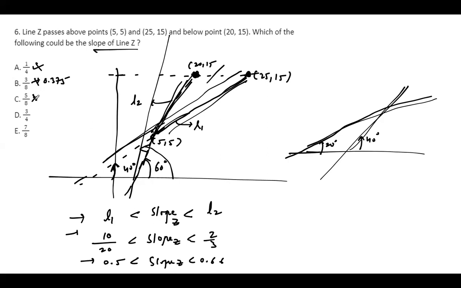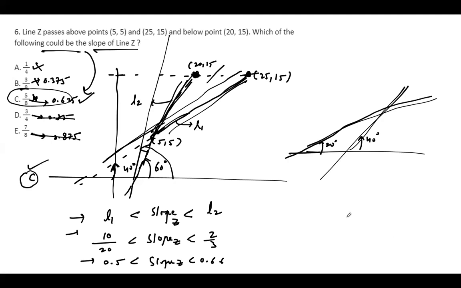No. What is 5 by 8? See, 1 by 8 is 12.5%, so 5 by 8 would be 62.5%, which is 0.625. Does it lie in the range? Yes. 3 by 4 is 0.75. Does it lie in the range? No. 7 by 8 is 87.5%, which is 0.875, which also does not lie in the range. So the possibility is option C.